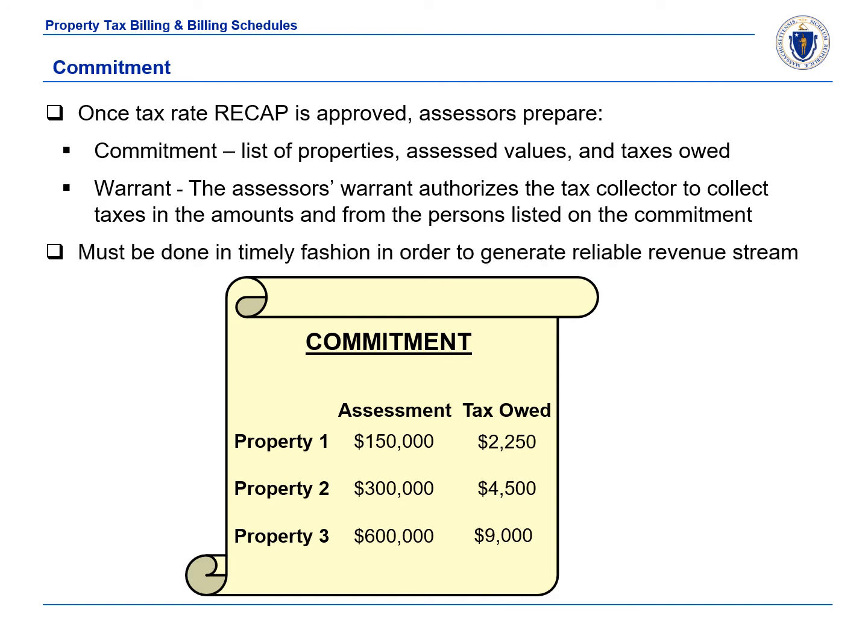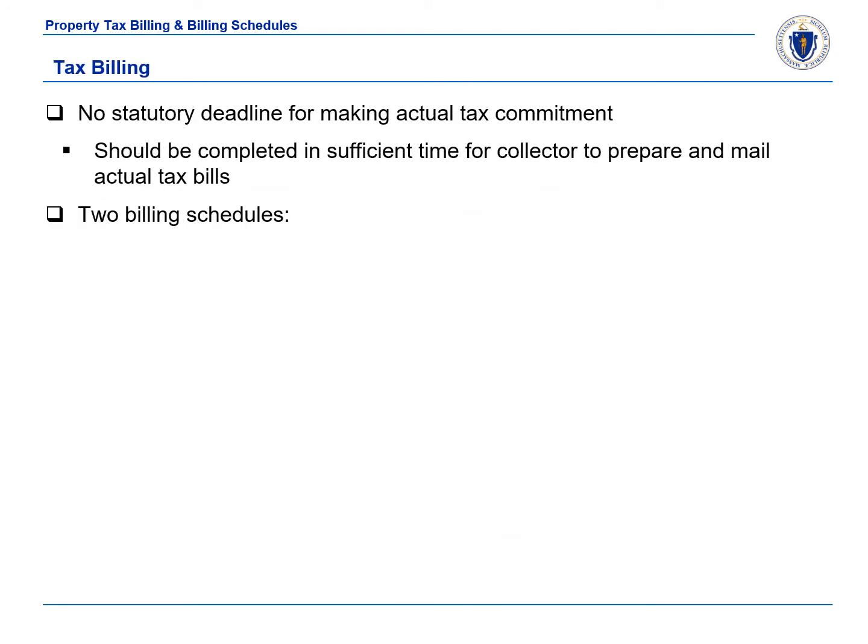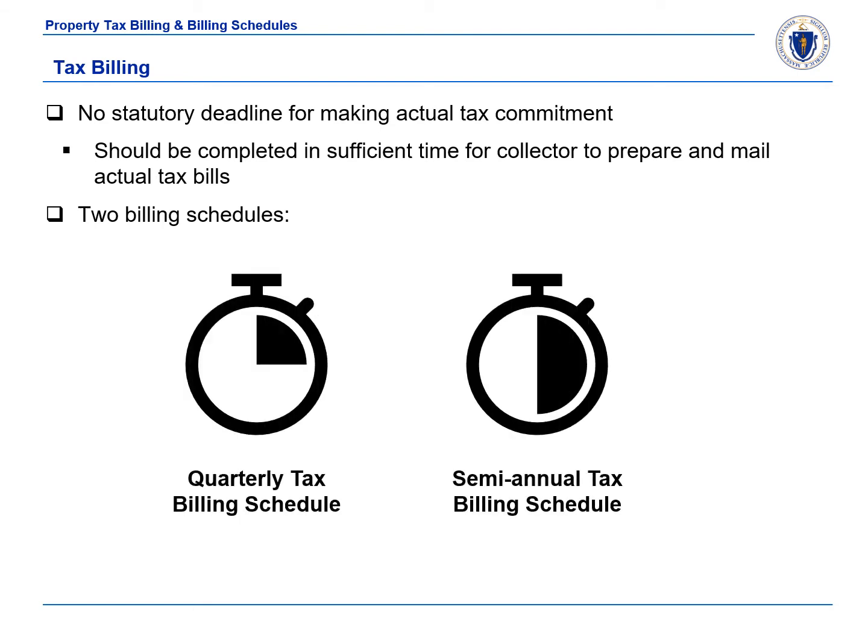It is important for the community to mail tax bills timely to generate a reliable revenue stream. While there is no statutory deadline for making the actual tax commitment, it should be completed in sufficient time for the collector to prepare and mail actual tax bills. The timing is dependent on which property tax billing schedule the community has adopted. Property taxes can be billed each year in either quarterly or semi-annual payments. In either case, payments from taxpayers are due 30 days after bills have been mailed, in most cases. We will provide additional information on each of these tax billing schedules, starting with quarterly payment schedules.